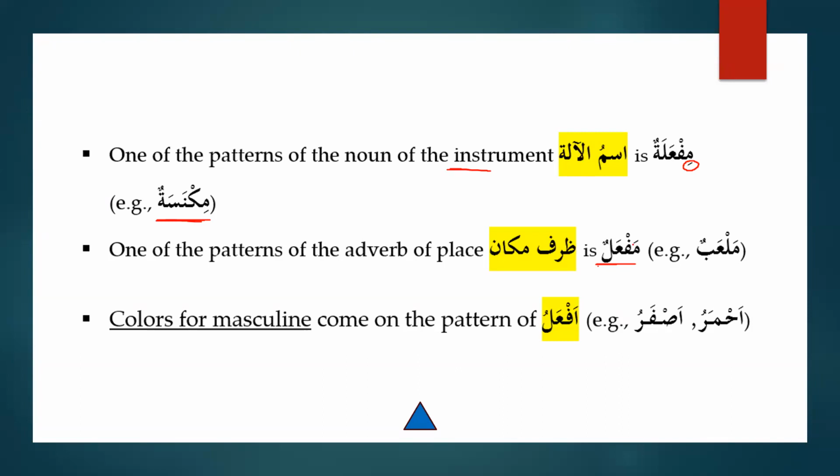So maf'alun. When meem has fatha, then it will be on the pattern of maf'alun, and it is used for adverb of place. Mal'abun, matbakhun. Matbakh we have learned in book number 1, right?